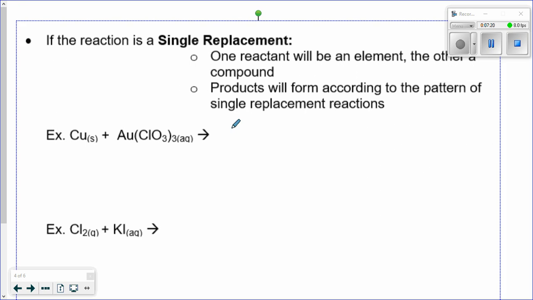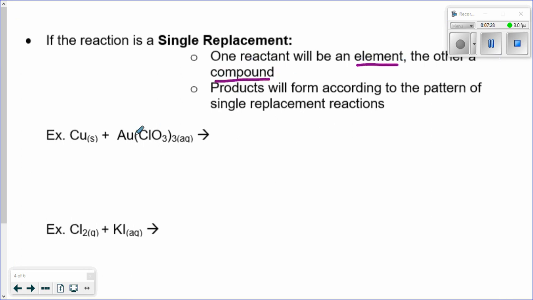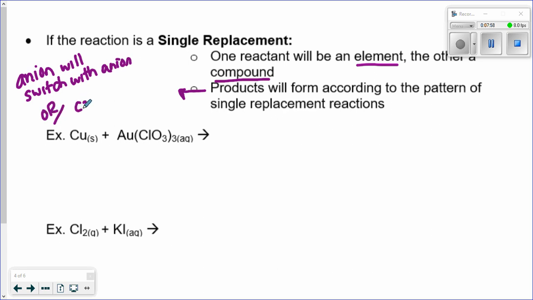So on to the next one. If it's a single replacement reaction, the way that you can identify that it's a single replacement reaction is one reactant will be an element, the other a compound. So we see here an element and a compound, an element and a compound. So we know that that's going to be that single replacement reaction. So the products will form according to the pattern of single replacement reactions. So that's what that's saying is an anion will switch with an anion, or a cation will switch with the cation.